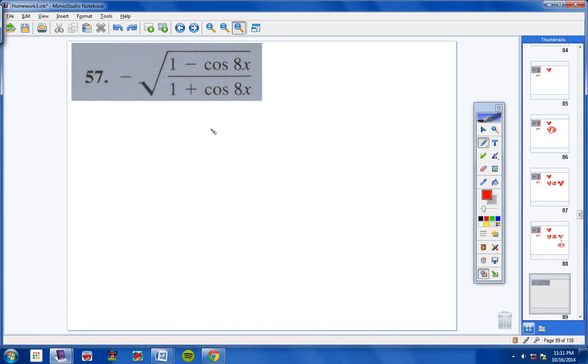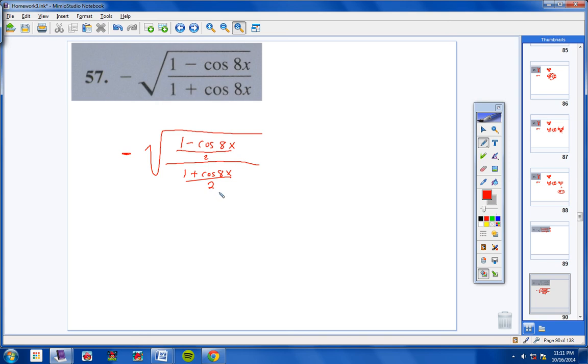You're allowed to multiply a fraction by anything as long as you do it to the top and the bottom. So we're going to multiply the top of this fraction by 1/2 and the bottom of this fraction by 1/2. Okay, so you're basically putting this over 1 and putting this over 1. You're multiplying the top and the bottom by 1/2. I'll show you why in a second, okay? When you do that, you get this right here. 1 minus cosine 8x over 2, 1 plus cosine 8x over 2.